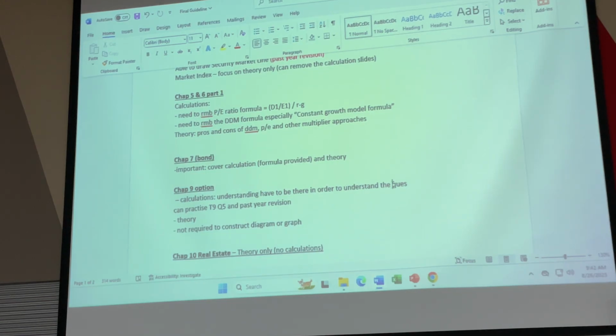Yes? Is it only the chapter 7 formula provided? Yeah, correct. DDM and other? Only the chapter 7 formula is provided. Other than that, all formulas are not provided.